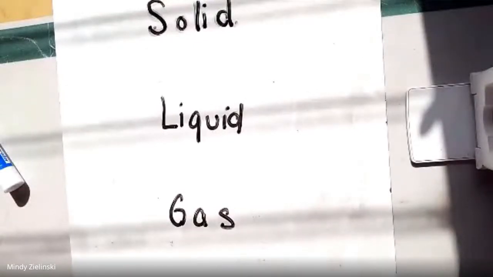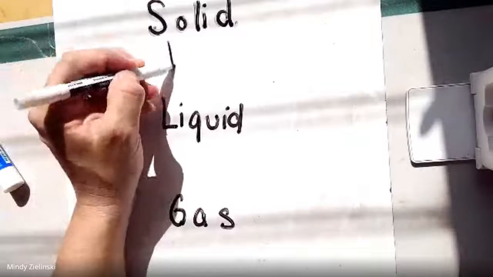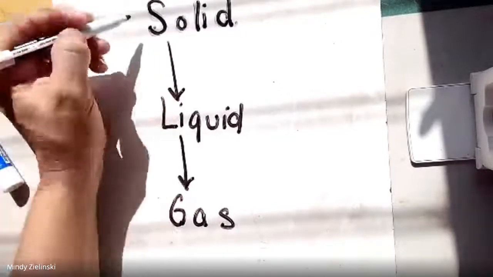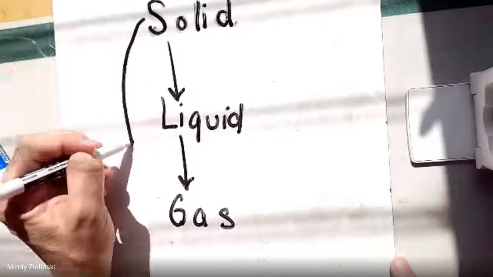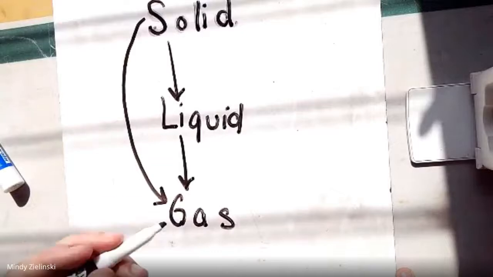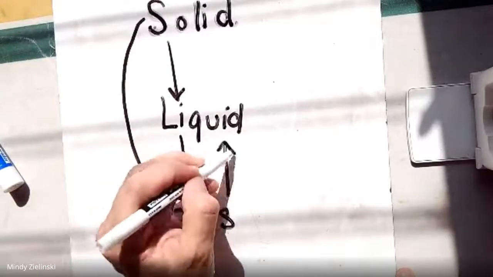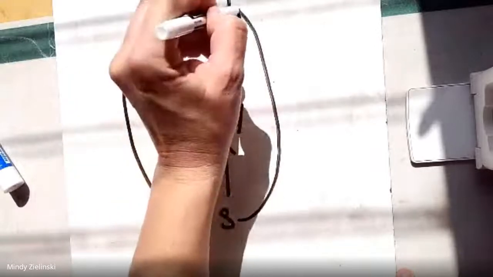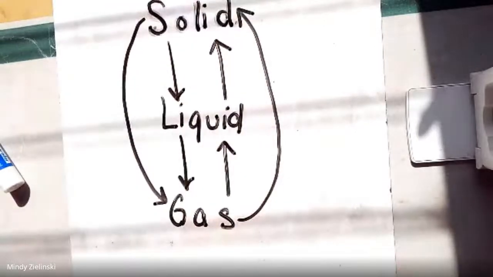Okay, and I want you to add arrows going down to each. And then don't forget, I want you to put an arrow also from a solid going straight to a gas. And then let's add arrows going up to each. And same thing, gas going straight to a solid. What I really would like for you to do right now is to push pause on the video, and you can use a pencil if you want.